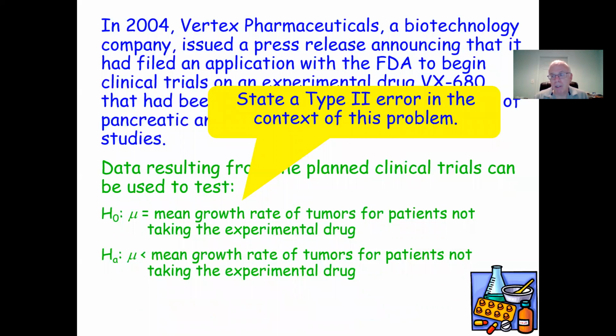Type 2 error. Well, that's when we do not have enough evidence to reject the null when the null is actually false. So we don't have enough evidence to reject the null when the null is actually false. So the evidence from the statistical study may show that the drug is ineffective when it really is effective.